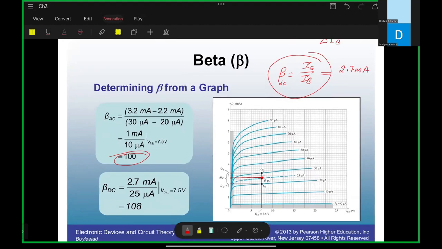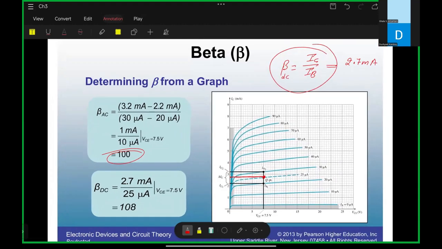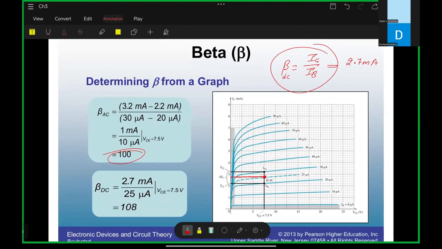Can you see this or not? Almost 3, that is below 3, 2.7 like that. And how much is the IB? That is 25 micro. So you can calculate beta DC, right?